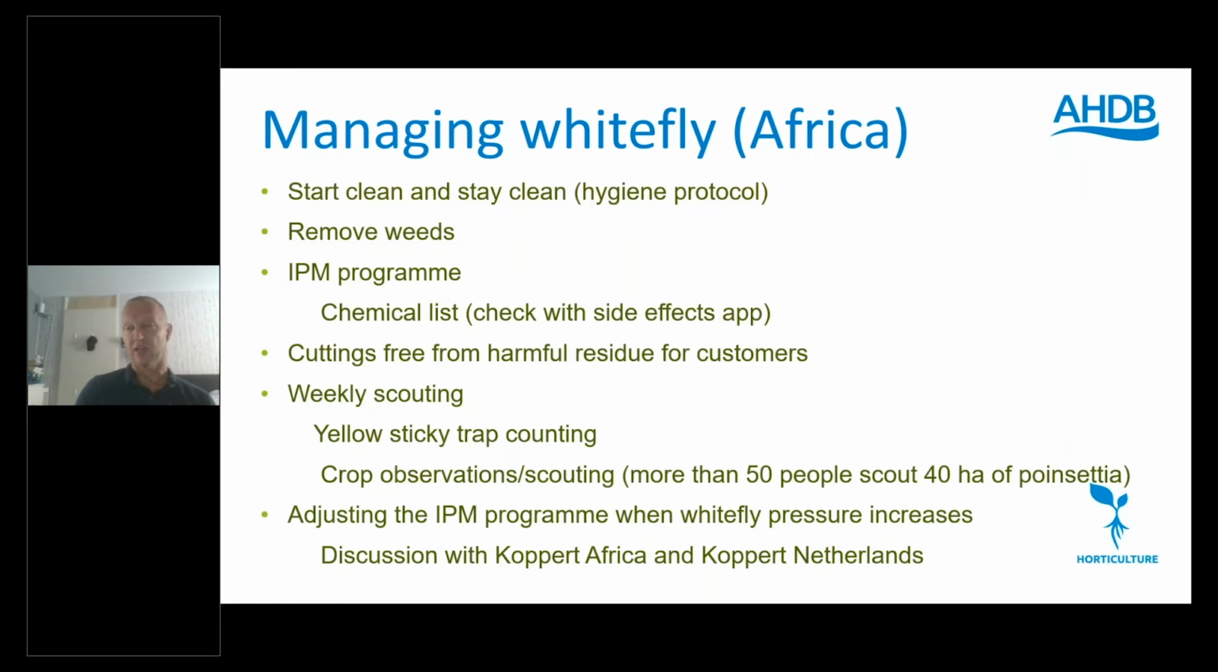Also, very important is weekly scouting. So in Africa, every week they count the yellow sticky traps. And there are lots of scouts over there, more than 50 people in 40 hectares of greenhouses. So the scouting is very important. If something happens and the whitefly pressure is going up, we adjust the IPM program. You can do that by putting in extra biological treatment like predatory mites or predatory wasps. And this is always in discussion with my colleague in Ethiopia and with corporate from the Netherlands.